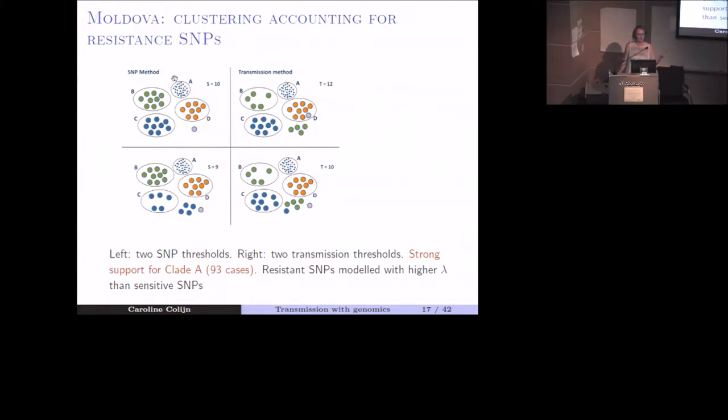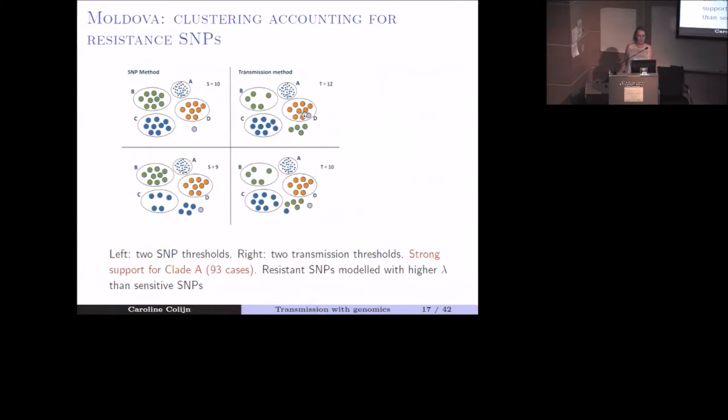So the answer after doing all this math was yes, cluster A is really robustly supported across lots of different choices of this. So here we have our SNP method and our transmission method, and you can kind of see that as you change things around, cluster C starts to break up in different ways, and cluster B starts to break up in different ways. So these are ones that are maybe not as well supported that you would want to think a little bit more about in terms of if you want to be inclusive and sort of cautious that way, you want to put these guys in with cluster B, and so on.